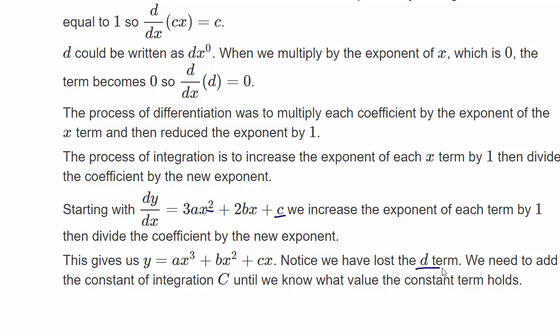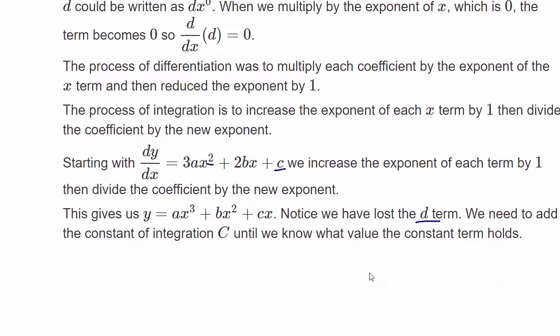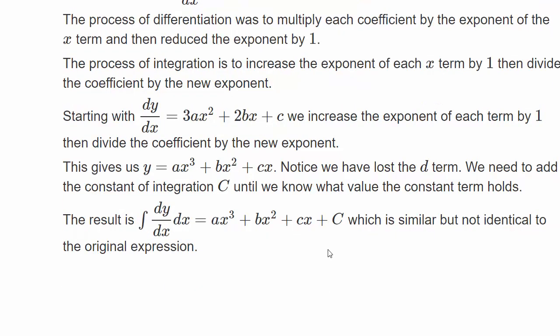But what happened to the d term? Well, we don't know, so we have to add a constant of integration until we find the value of the constant term. So the result is the integral of 3ax squared plus 2bx plus c is ax cubed plus bx squared plus cx plus the constant of integration, which is similar to, but not identical to, the original expression.